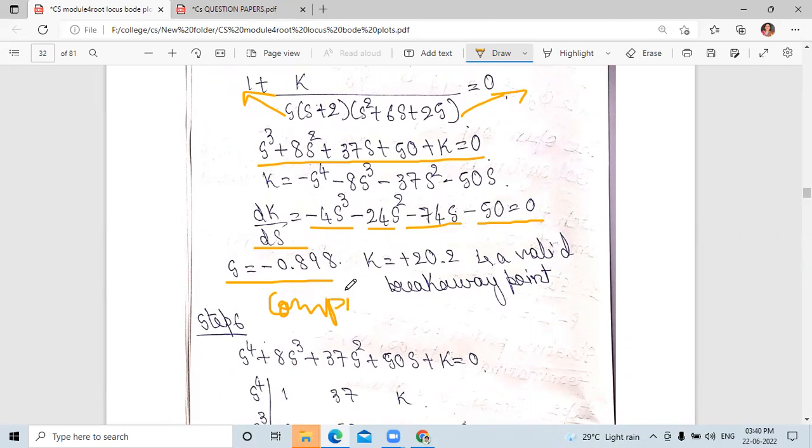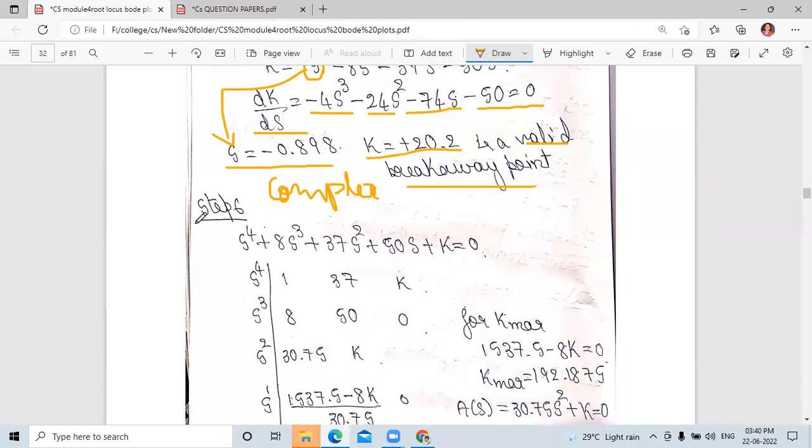The other two roots are complex, so we have not taken them. And s equals minus 0.898. If you substitute this value of s into this equation, you'll get the value of k equals plus 20.2. It is a valid breakaway point.